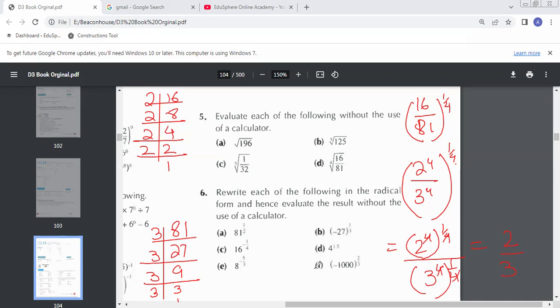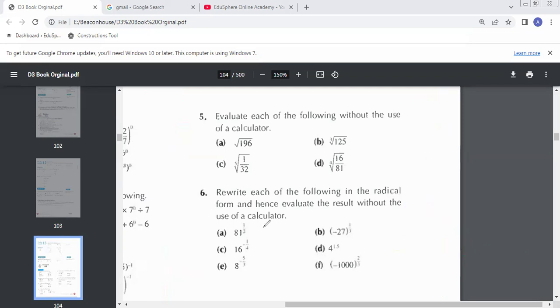Hope it's clear. The sixth question is pretty similar to question number 5, but they are not using the powers on the radicals. Instead, they are writing the powers directly in the form of a fraction. So let's start without taking much of your time.